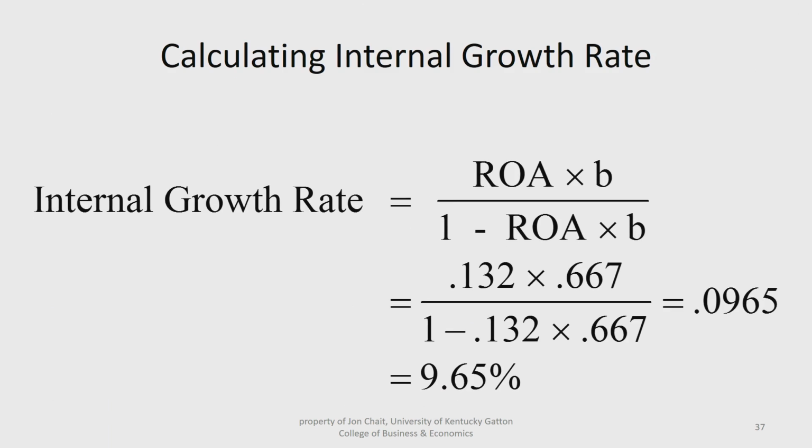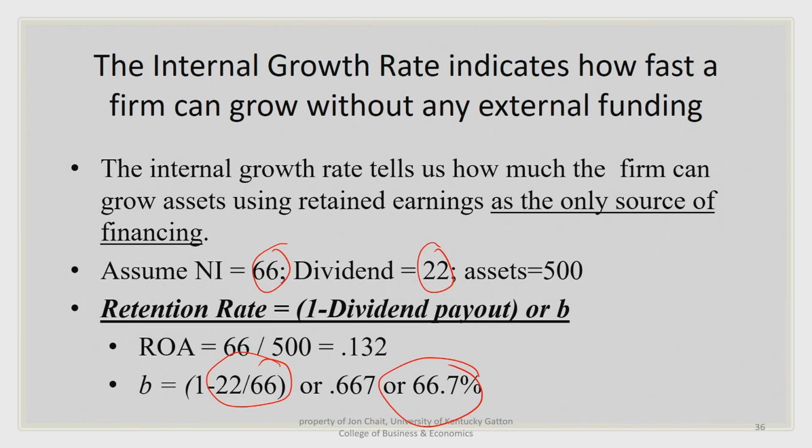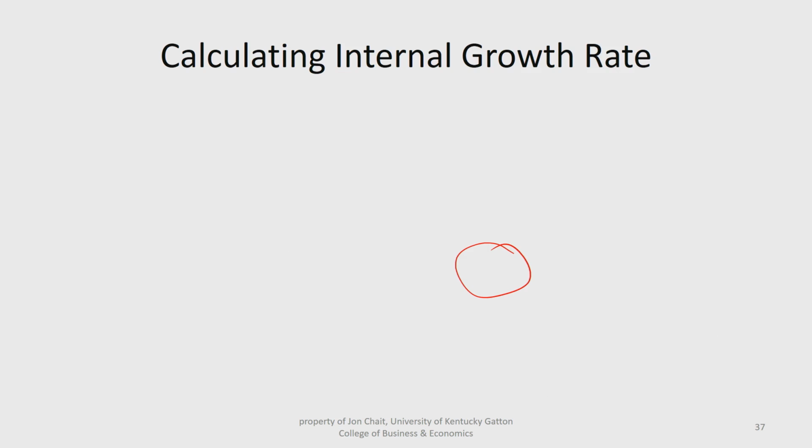So how do we calculate the internal growth rate? And this is why we needed all those calculations. We needed ROA, the return on assets, times the retention rate. So the return on assets we calculated on the prior slide. Remember here, we calculated ROA as 66 on 500. So ROA is NI divided by assets. So that gave us 13.2%, or 0.132.